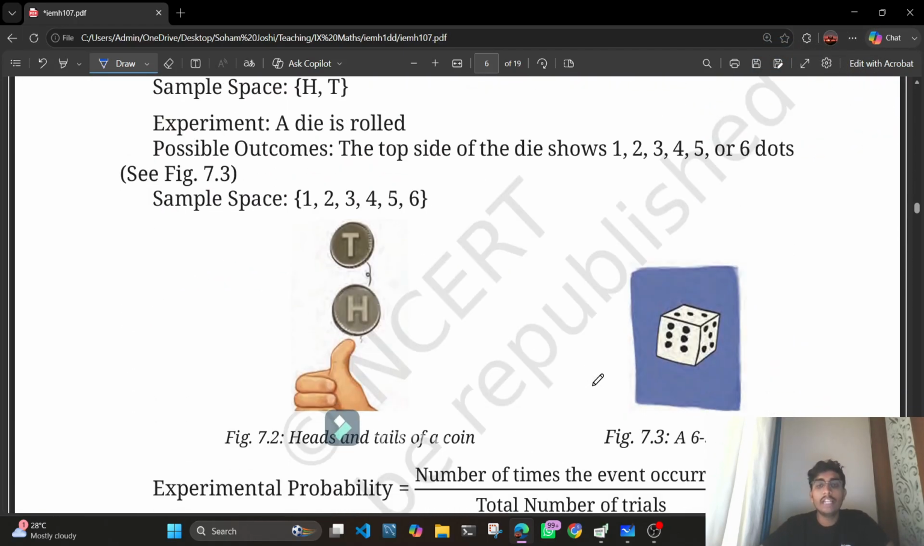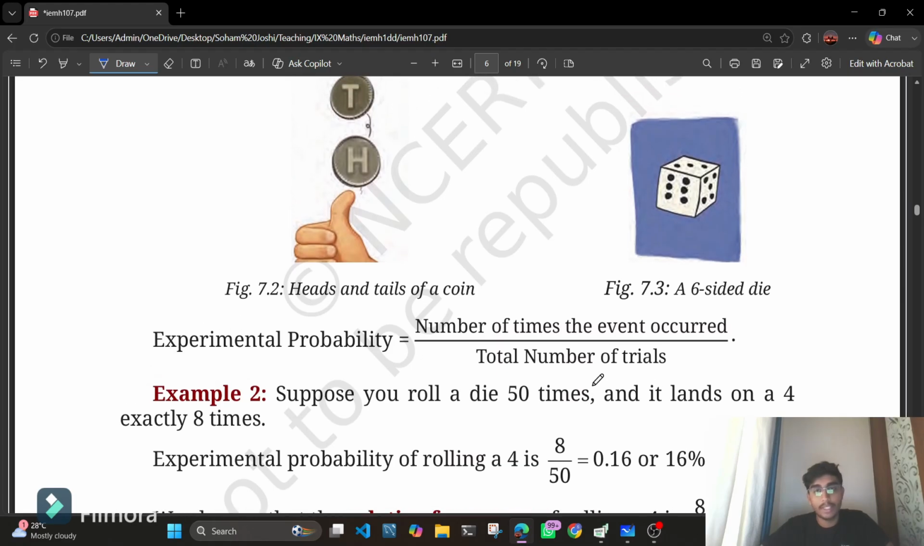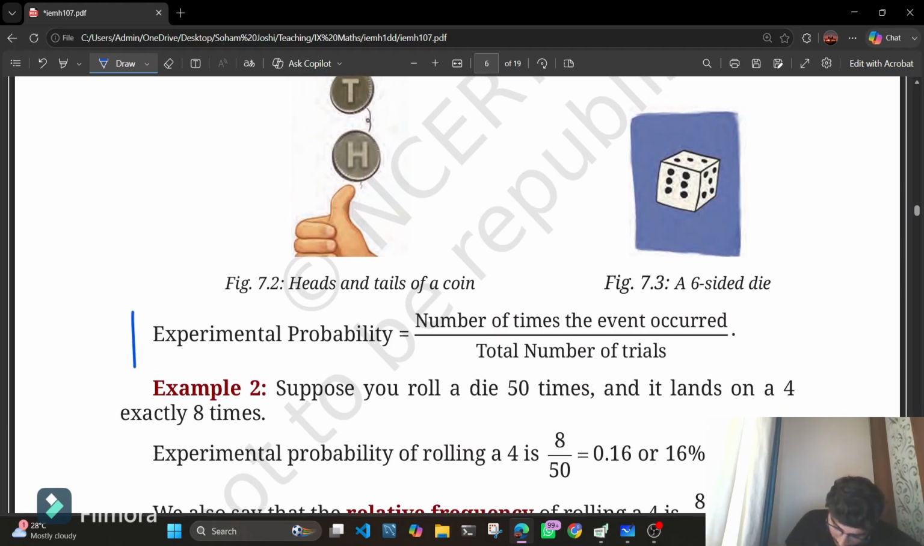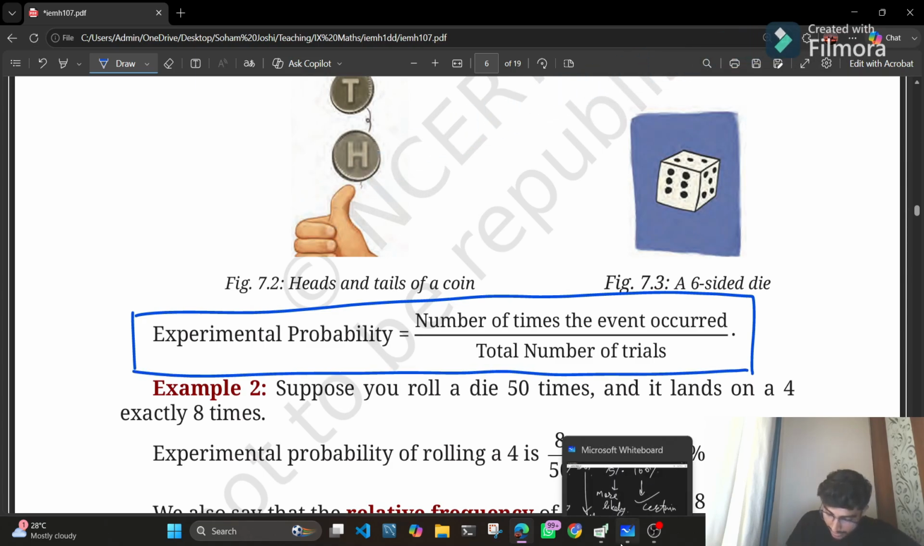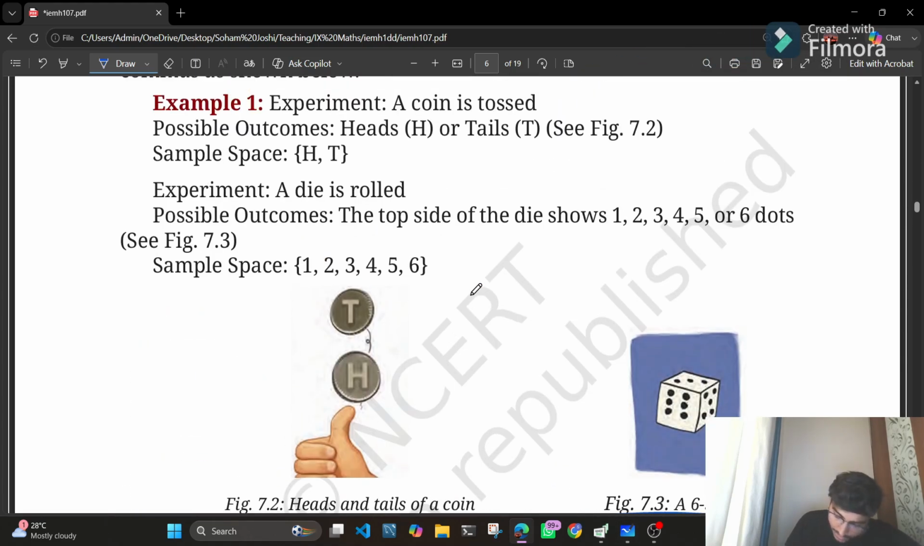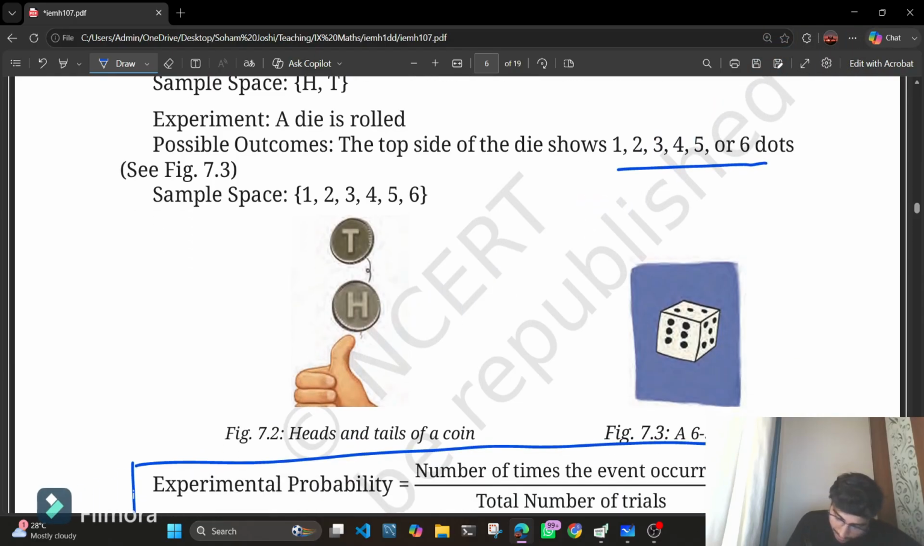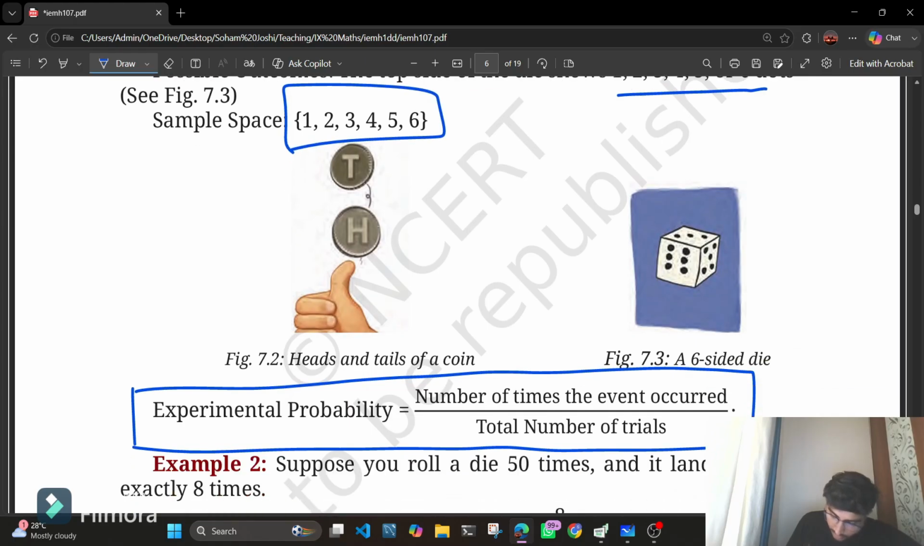ठीक है. Now, how do we calculate the experimental probability? The formula for experimental probability is the number of times the event occurred upon the total number of trials. We'll see an example. So basically, a die is rolled. The possible outcomes are 1, 2, 3, 4, 5 or 6, right? So the sample space becomes 1, 2, 3, 4, 5, 6. Okay, cool.